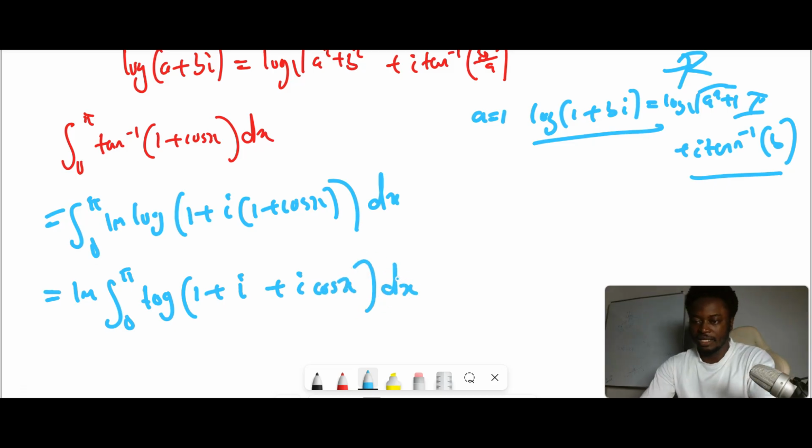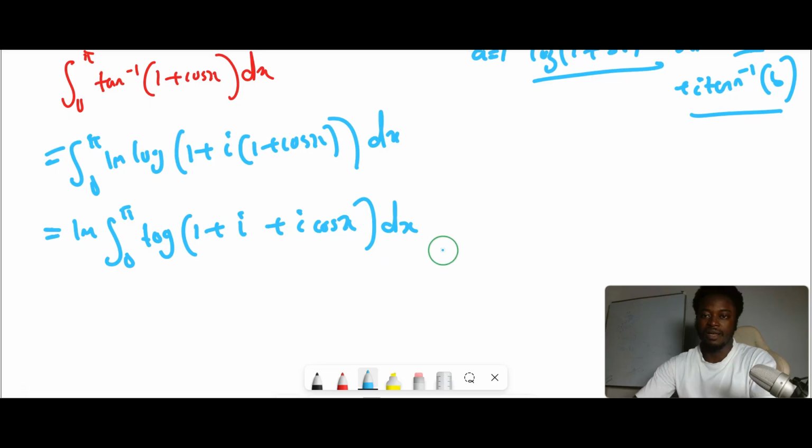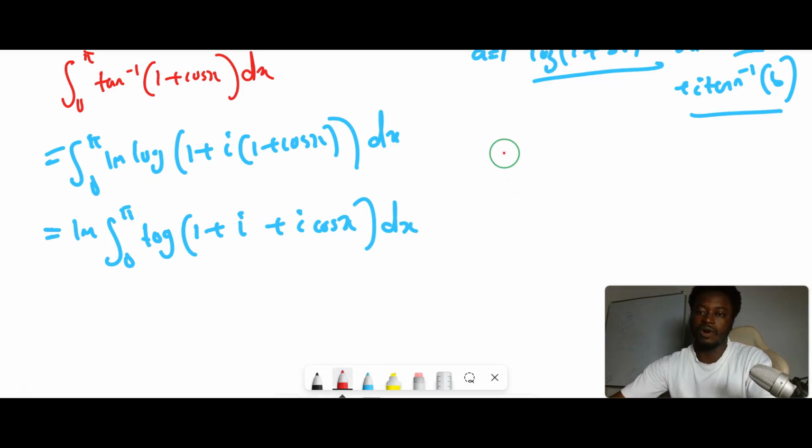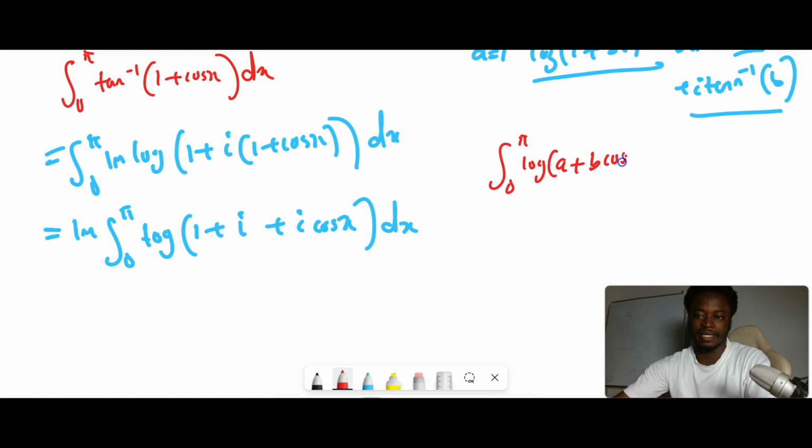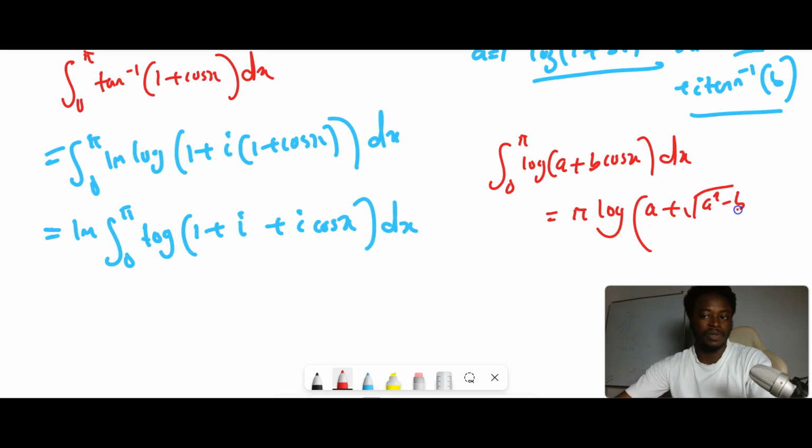If you follow this channel, you will notice that earlier today, a few hours ago, I did a video where we explained the integral from 0 to pi of the logarithm of a plus b cos x. I established this result on this page. It says this is equal to pi times the logarithm of a plus the square root of a squared minus b squared, all divided by 2. So pi times all of this.